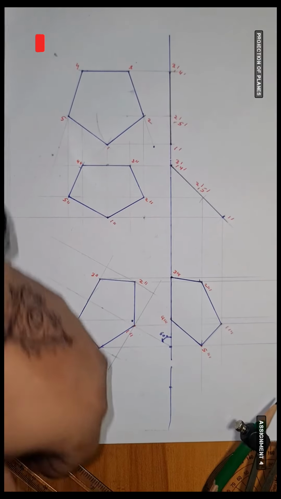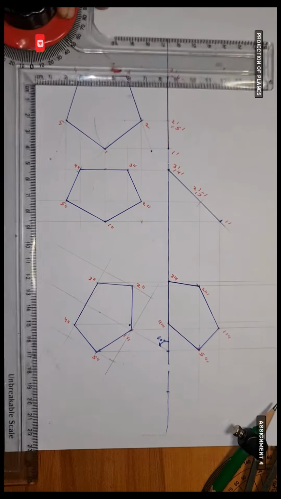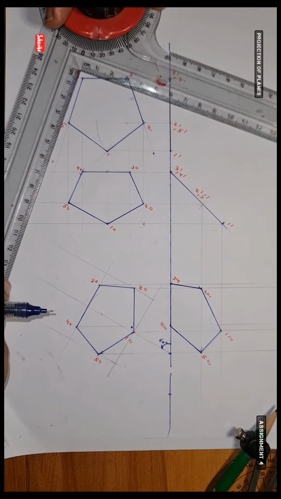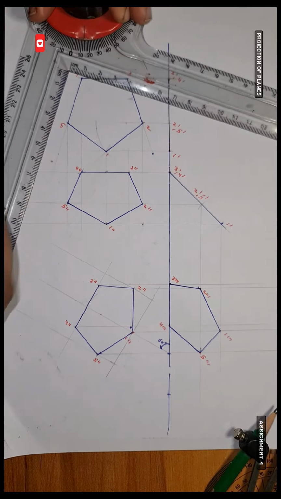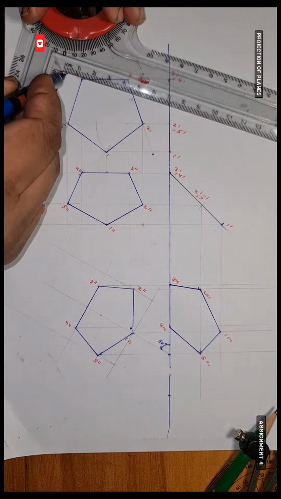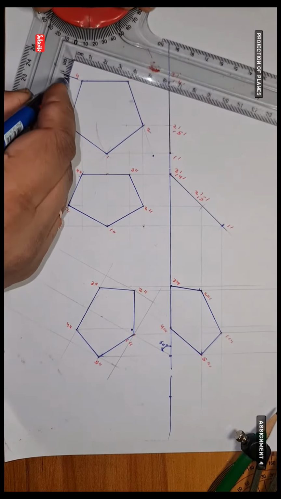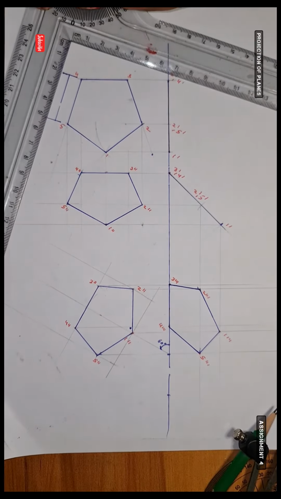This is your pentagonal plate, and this completes your answer. You can give the dimension over here because this is a true length of the pentagon. So the true length would be 30.